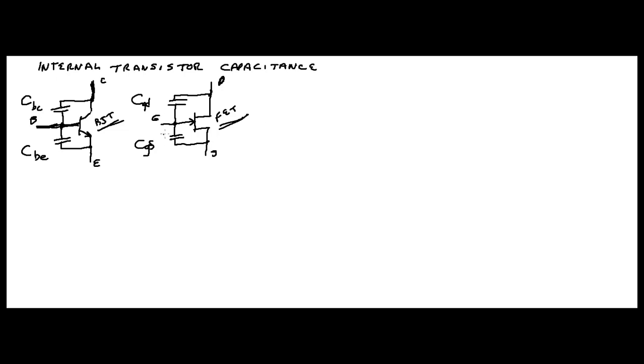All right? Now, to simplify this, there was a person named Miller. I'm going to draw his name over here. Miller. And he has a theorem, called Miller's theorem. What this does is it gives you the ability to determine the input and output capacitance due to these capacitances.